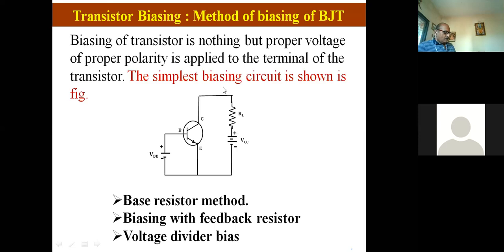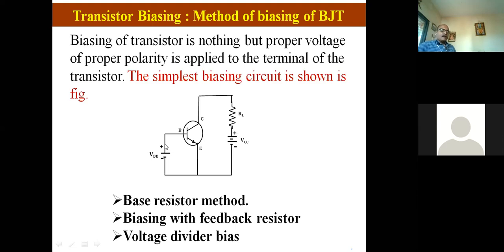And here we have to say that this is the simplest biasing circuit. In the simplest biasing circuit, this is the base, this is the emitter, this is the collector, this is the transistor. The collector is biased by using this battery supply. The emitter junction is biased by using this battery supply.